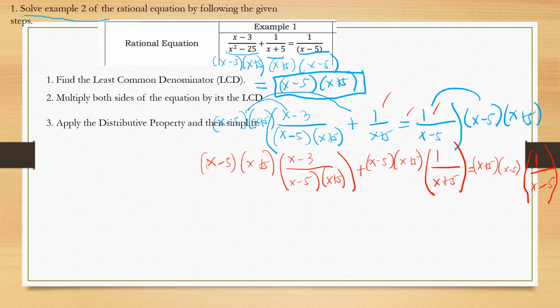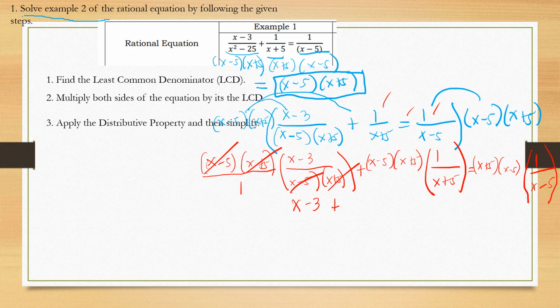So, let us now simplify. When we multiply, syempre, since multiplication yan, we can simply divide those that can be divided. So, x minus 5 and x minus 5 is 1. X plus 5 and x plus 5 is also 1. So, what we have here, the product of this portion is x minus 3.